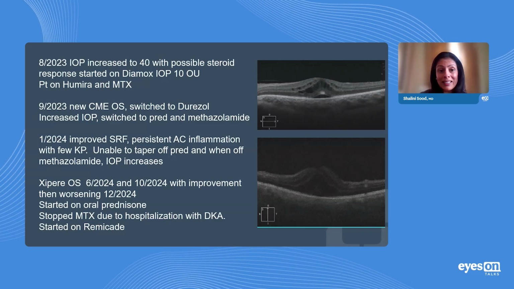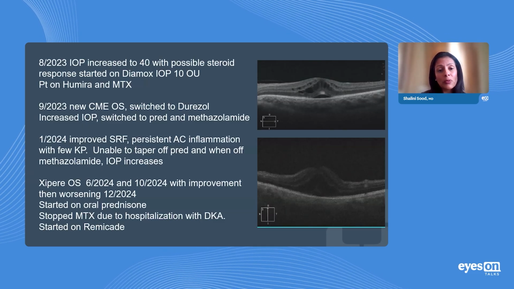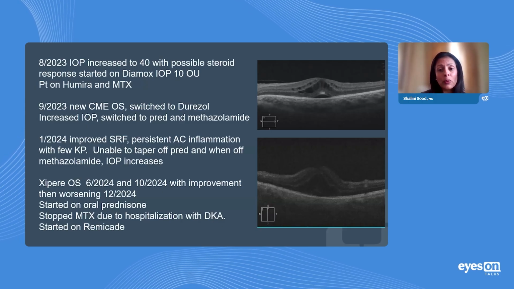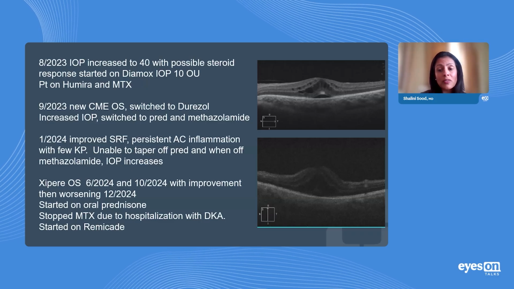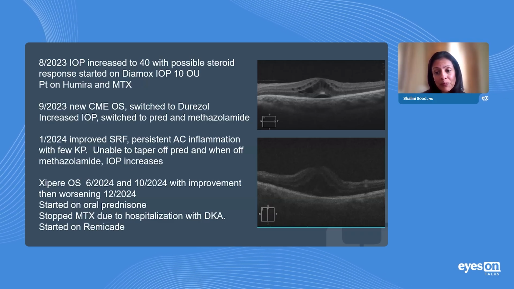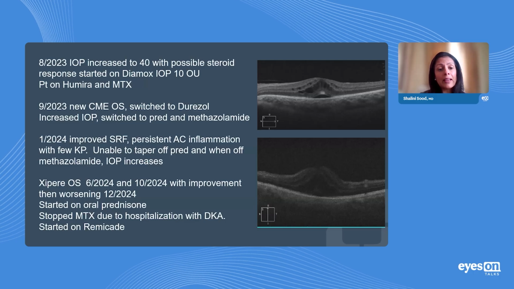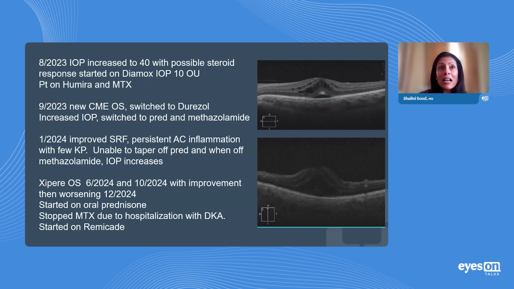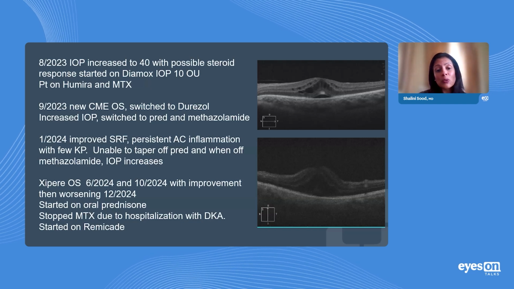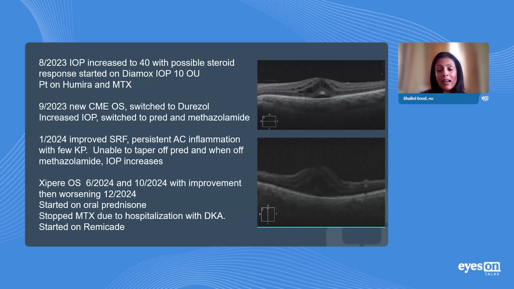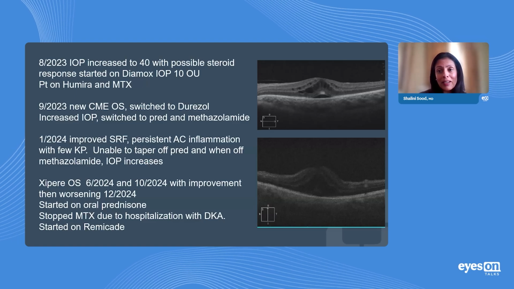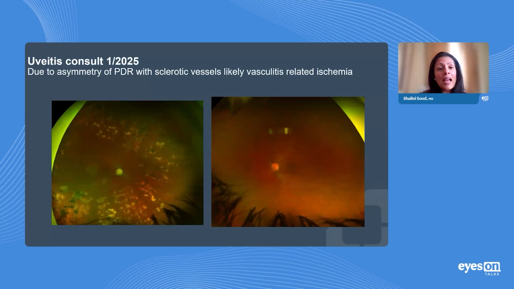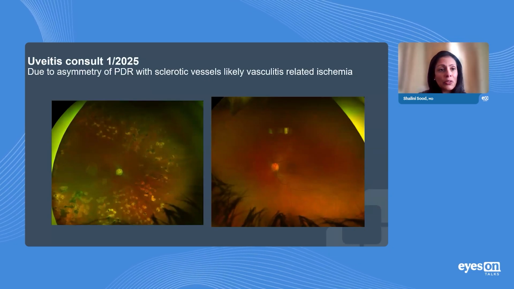Xipere was then injected twice in 2024 with initial improvement, but unfortunately by the end of 2024, she had return of the CME, as you can see in the OCT at the bottom, and she was started on oral prednisone at this time. She was hospitalized with DKA and switched from methotrexate to Remicade. So at this point, my retina colleague decided to refer her to our uveitis team. And this consult happened earlier this year.